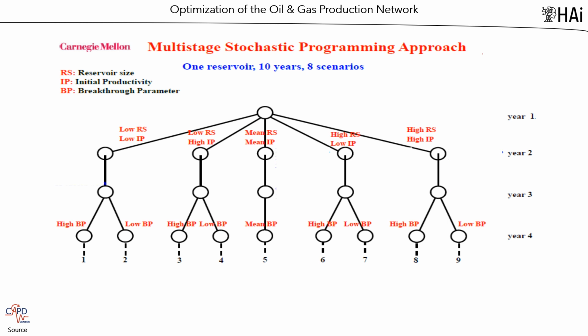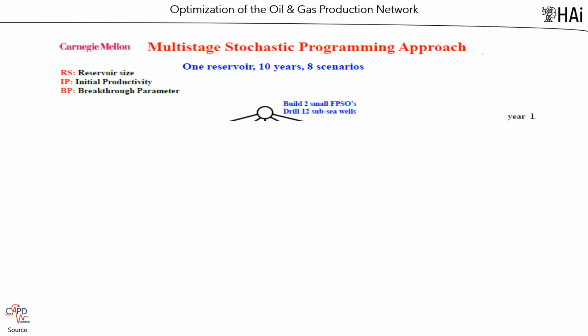In the middle branch, it is assumed that the same condition is maintained. In each branch with random events, it is assumed that 2 events may occur related with the breakthrough parameter, BP. The scenarios are high BP and low BP. The here-and-now decision, that is, the one that must be implemented during the first period, or first stage, is to build 12 small FPSOs and drill 12 subsea wells.